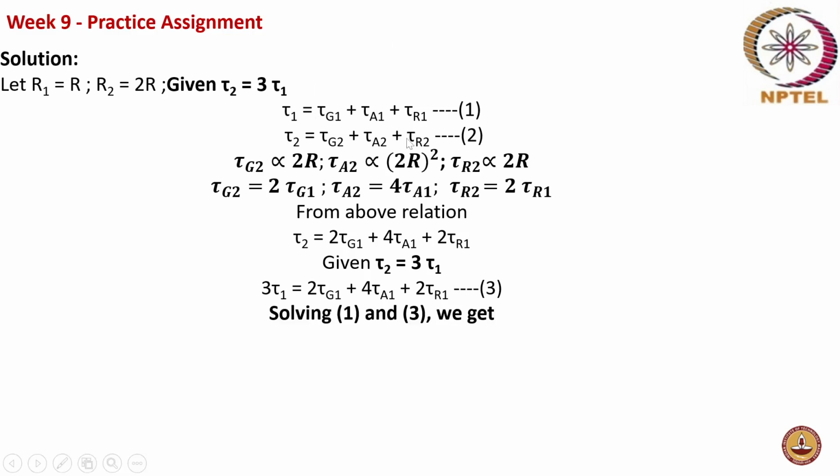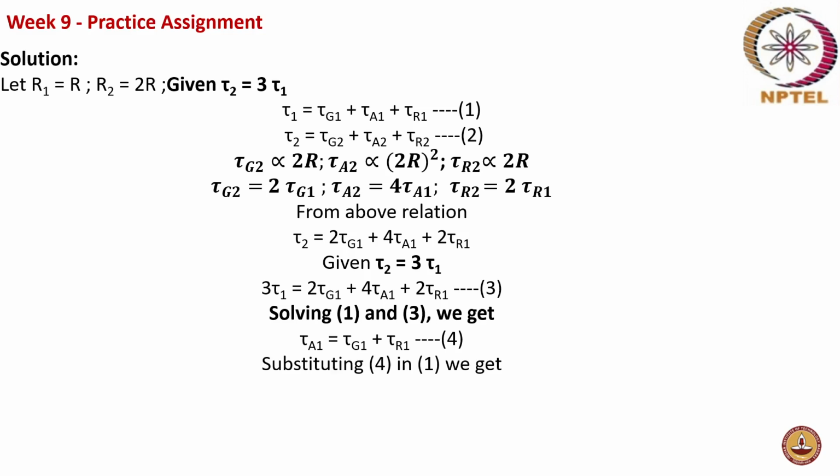Expression 1 gives tau 1 is equal to tau G1 plus tau A1 plus tau R1, which is when particle size is R. And expression 3 gives 3 tau 1 is equal to 2 tau G1 plus 4 tau A1 plus 2 tau R1, which is when particle size is 2R. Okay. Now solving these two, we get tau A1 is equal to tau G1 plus tau R1.